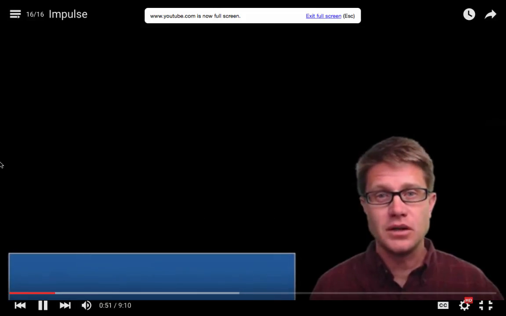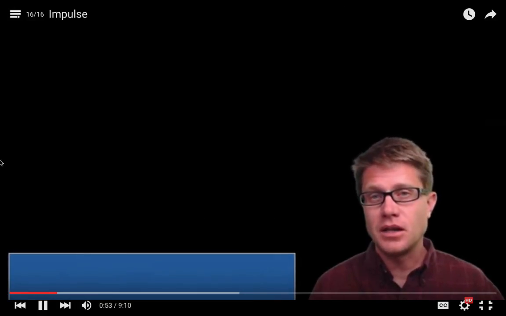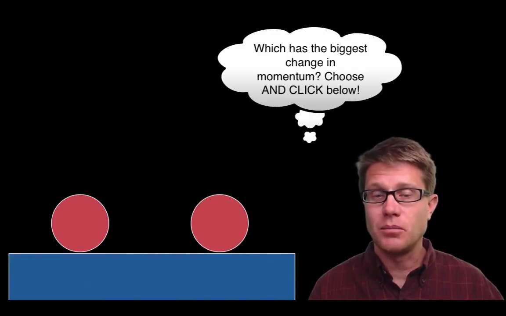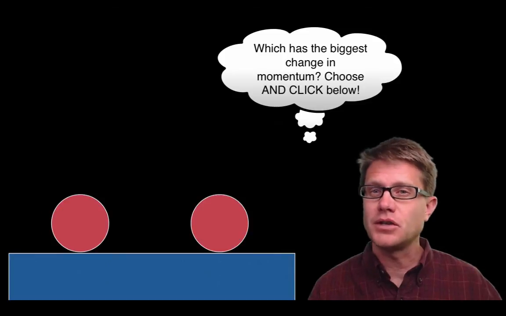Let's look at two spheres that are being dropped on a table. Let's imagine that they both fall with the same velocity and they both have the same mass. So watch what happens to the first one and then the second one. And so a good question might be, which has experienced the most dramatic change in momentum? It's kind of a trick question.